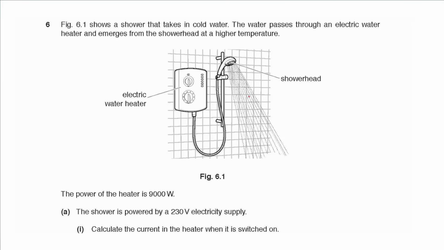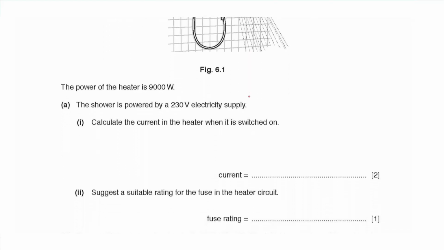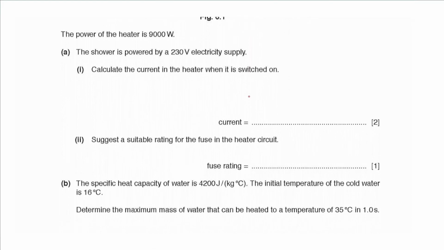The water passes through an electric water heater and emerges from the shower head at a higher temperature. The power of the heater is 9,000 watts. Part A says the shower is powered by a 230 volt electrical supply. Question I says calculate the current in the heater when it is switched on. So we can use current is equal to power divided by potential difference, or P equals VI.